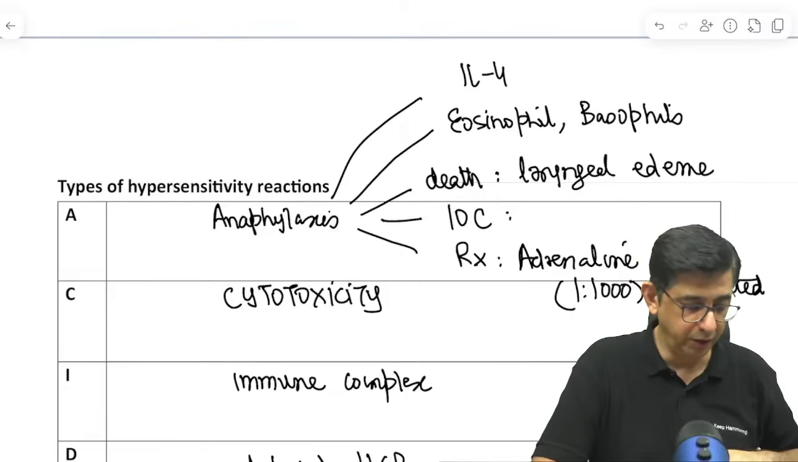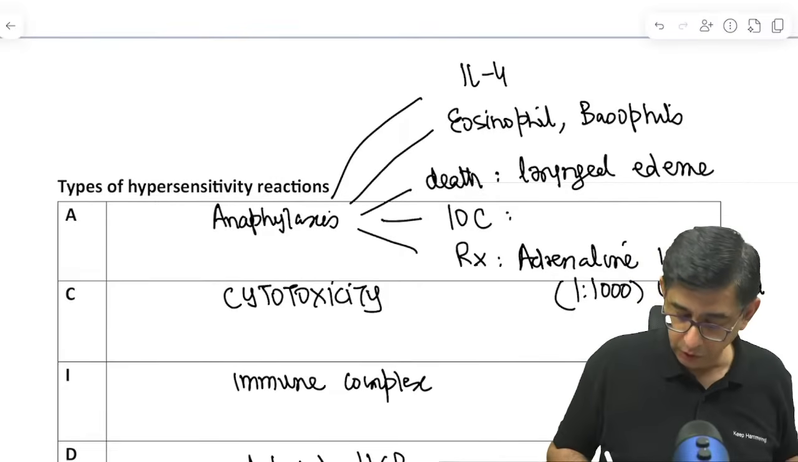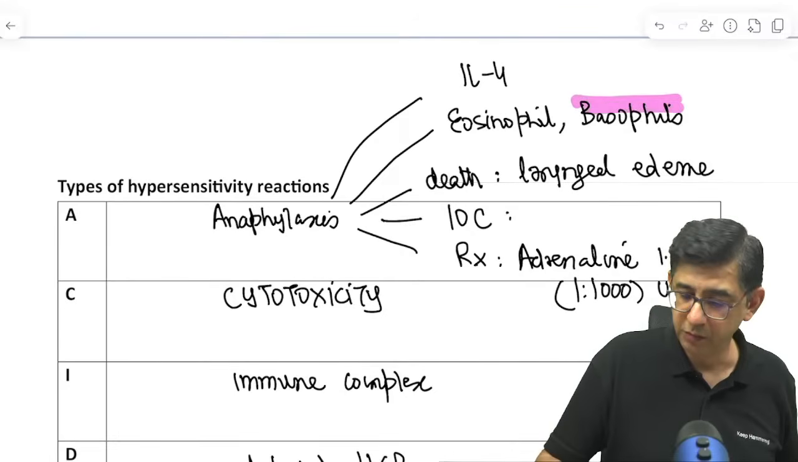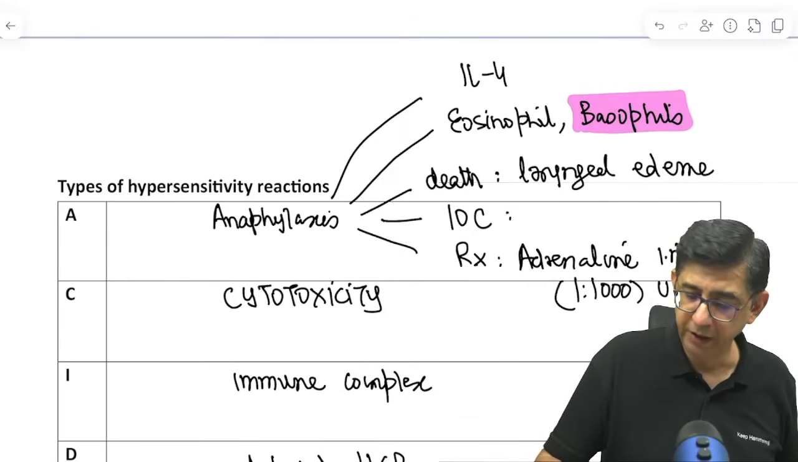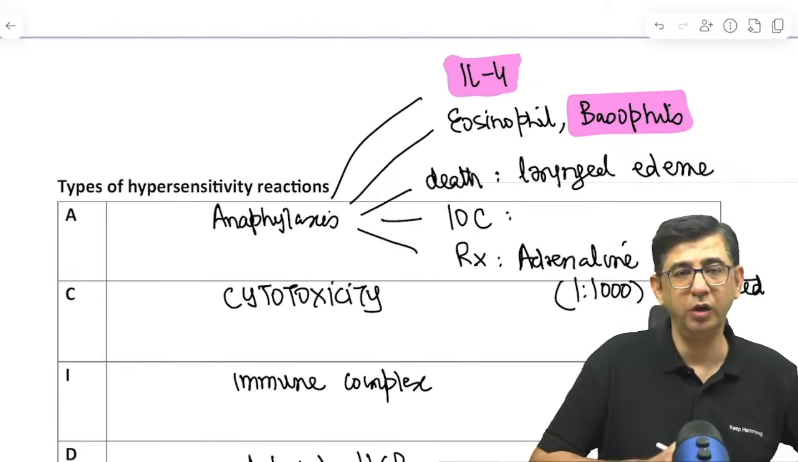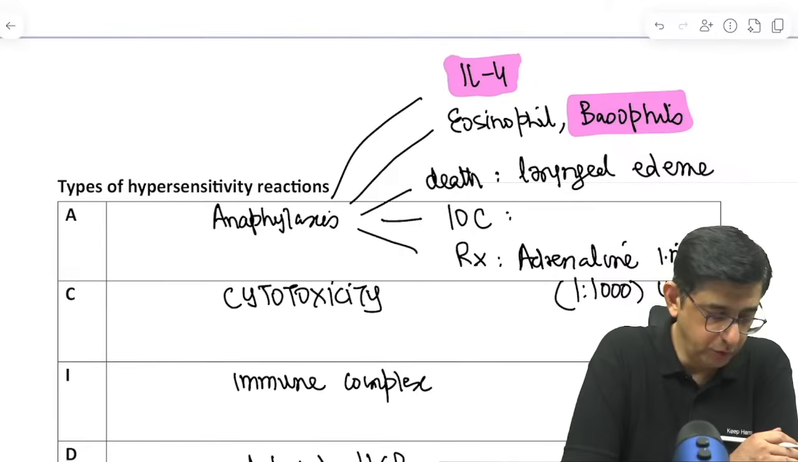No, it is not eosinophil. This is a common misconception that most people have. The common cell which is involved is basophil. It is basophil mediated interleukin 4. It is the BAP of allergy that I'm talking about. Guys, it is not eosinophil. It is basophil mediated interleukin 4. It is not eosinophils.